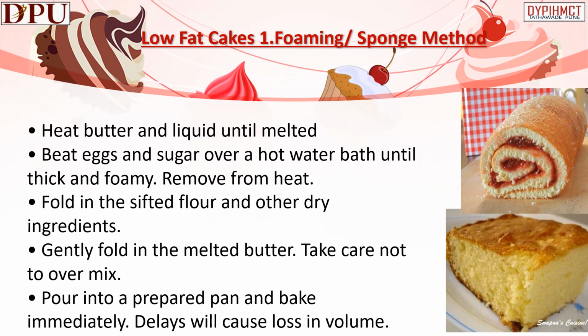Now, we will see low-fat methods of cake making. First one is sponge method, which is also known as foaming method. Process of the foaming method of cake making is as follows. Heat butter and liquid until melted. First, beat eggs and sugar over a hot water bath until thick and foamy. Now, remove from the heat. Next process is, fold the above mixture with the sifted flour and other dry ingredients. Now, gently fold in the melted butter. Take care not to overmix the mixture. Pour into a prepared pan and bake immediately. Delays will cause loss in volume.